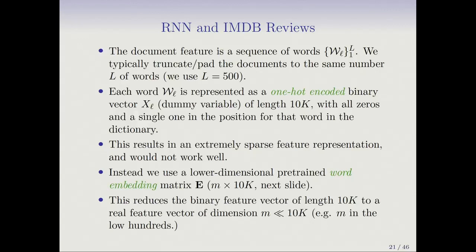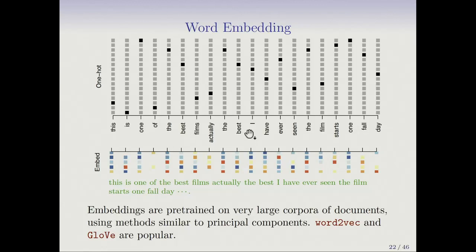So here's the idea. Here's a sequence of words at the bottom: "This is one of the best performances, actually, the best I've ever seen." By the way, what we've shown you is the review where we only represent the words in the dictionary of size 10,000. So any additional words have been deleted, and so you don't see them. And so this top image represents a one-hot encoding. This word gets a one in this position, and the gray are zeros. "Is" gets a one in this position, and so on. And of course, it's 10,000 high, not whatever the number is in this picture.